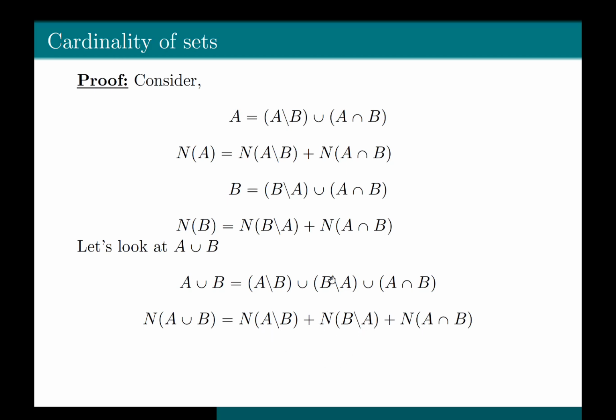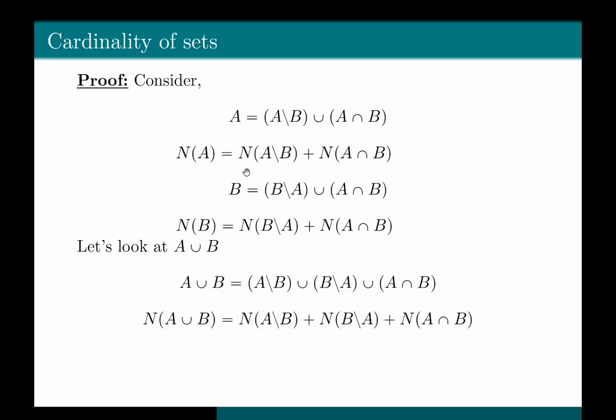Cardinality of B minus A. If we go back and look at this equation, which is cardinality of B is equal to cardinality of B minus A plus cardinality of A intersection B, from here we will have that cardinality of B minus A is equal to cardinality of B minus cardinality of A intersection B.